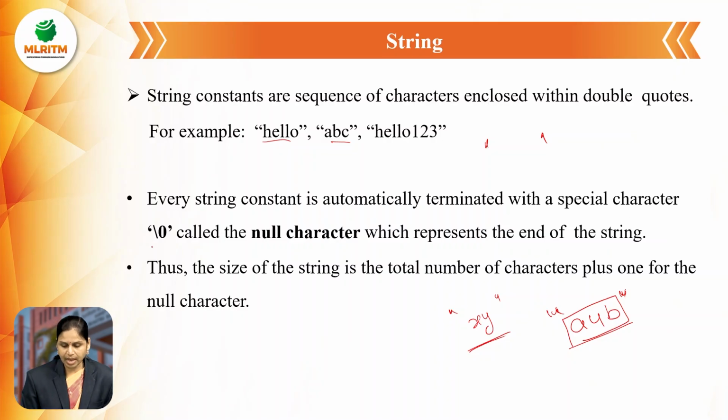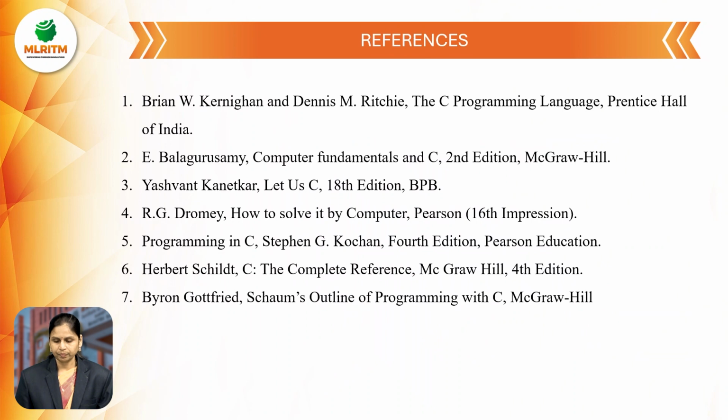Always the string ends with a special character, denoted as \0. This is called the null character. This string concept is used in the coming classes. Now all these are called C tokens, the elements of C. Now these are the references.